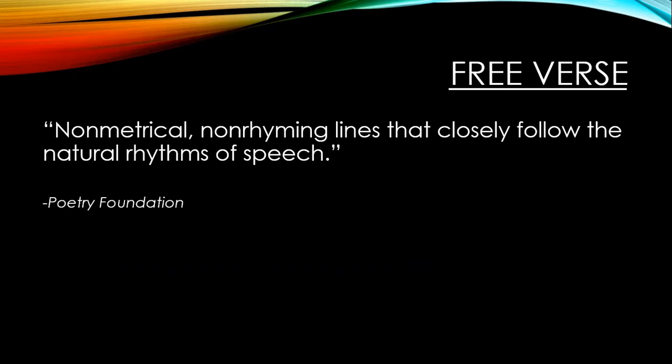The first term we are going to talk about today is free verse. A lot of contemporary poetry is written in free verse. Free verse contains non-metrical, non-rhyming lines that closely follow the natural rhythms of speech. This is in contrast to the use of a form, such as a sonnet, haiku, or limerick. Free verse often does not rhyme, but a poet may employ rhyme at times for special sound or meaning. So let's look at an example of this.